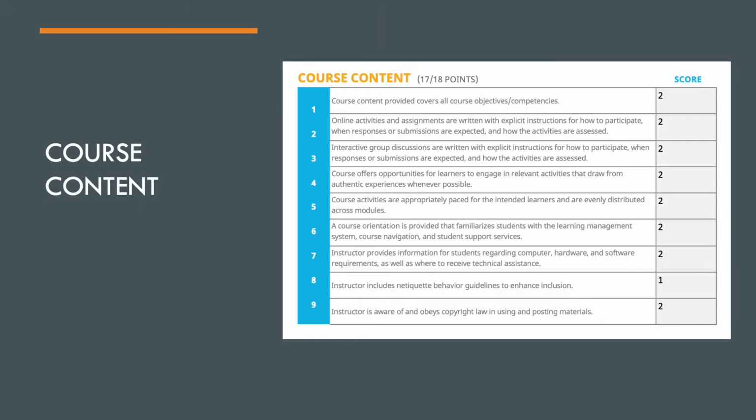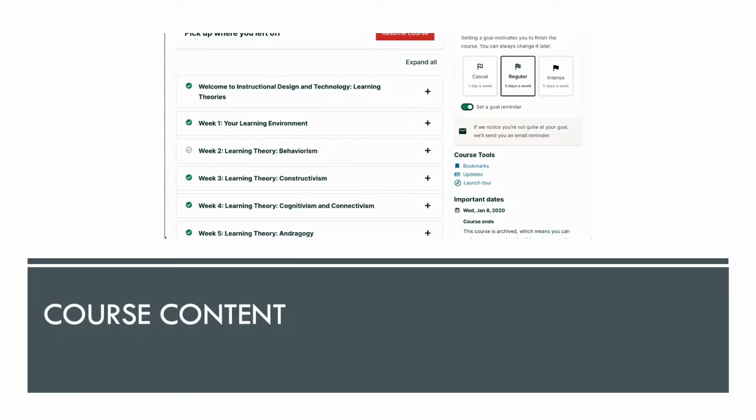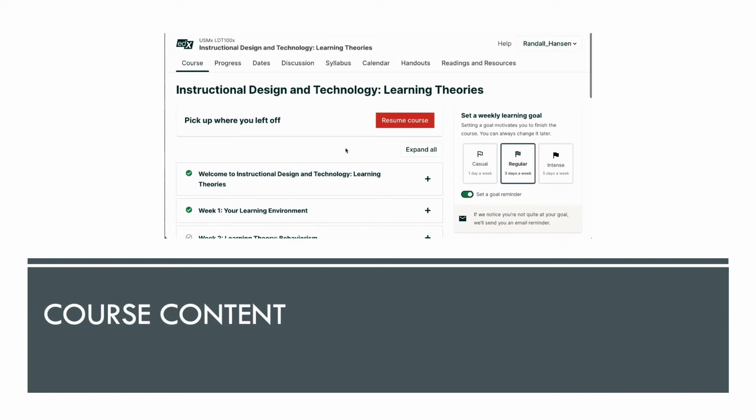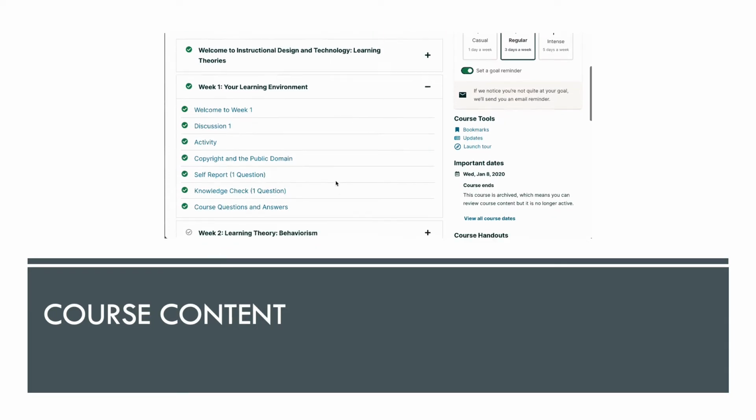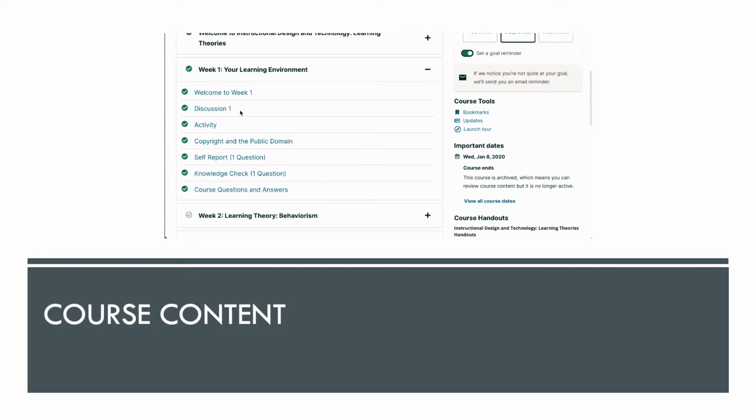The next category of the rubric that we will look at is course content. The overall score in this area of the rubric was a 17 out of 18 points. The content follows a logical progression that promotes learner success. Each module begins with an introduction to the topic overview, which includes goals and objectives for the module. Organizing the course by weeks, modules, or units is crucial in design practice, according to Rosen's study in 2017.